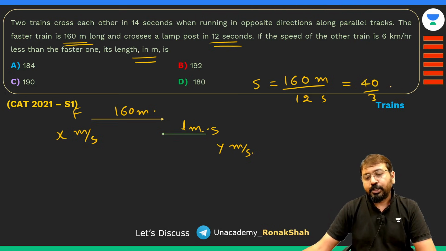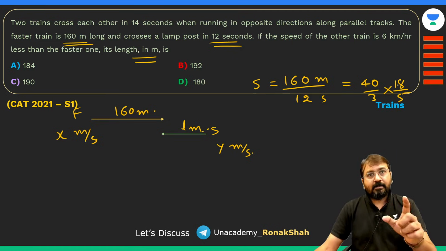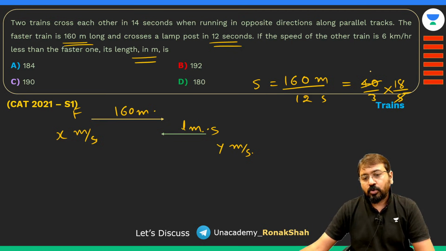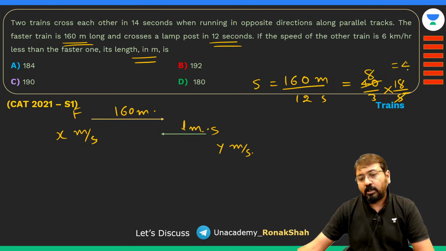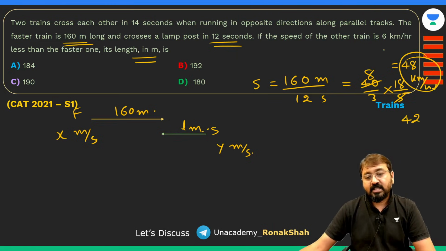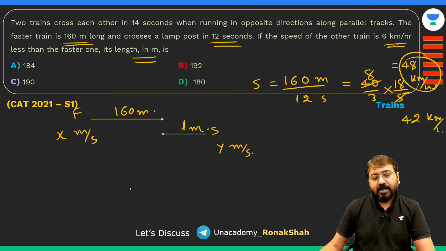If I want to convert it to kilometer per hour, so I'll multiply it by what? 18 by 5. You remember this, meter per second to kilometer per hour is 18 by 5. So this will come out to be what? 48 kilometer per hour. Right? So what is the speed of the slower train? Of course, it will be 6 kilometer less, so 42 kilometer per hour. So what is the relative speed? So it will be 90 kilometer per hour, right?